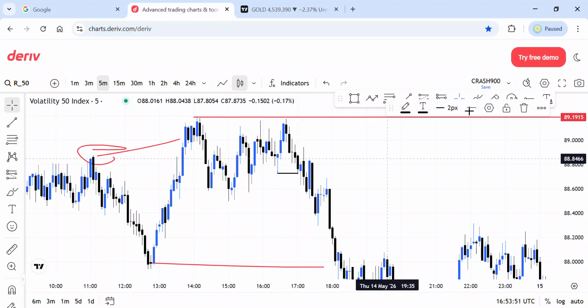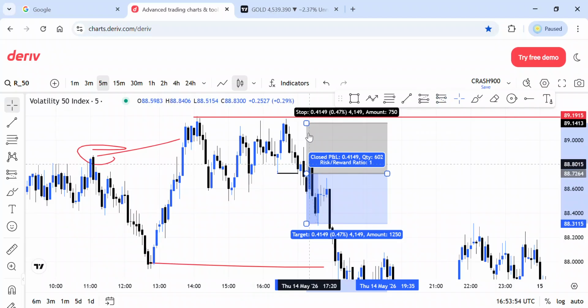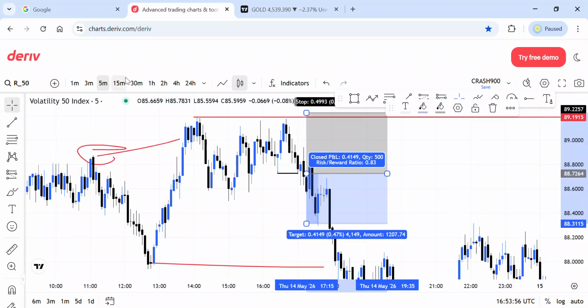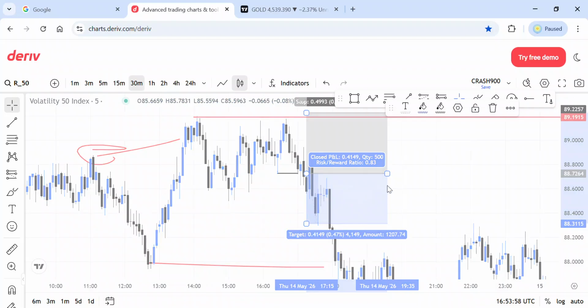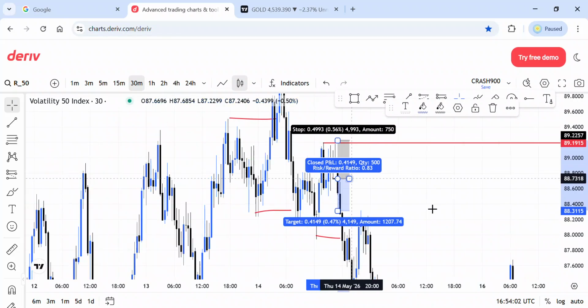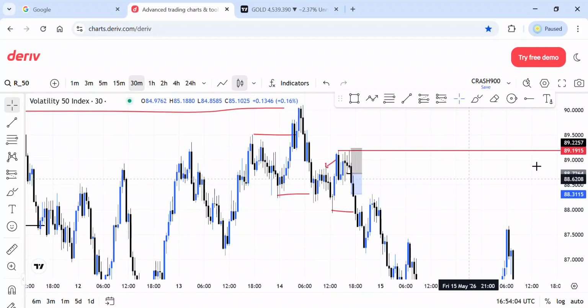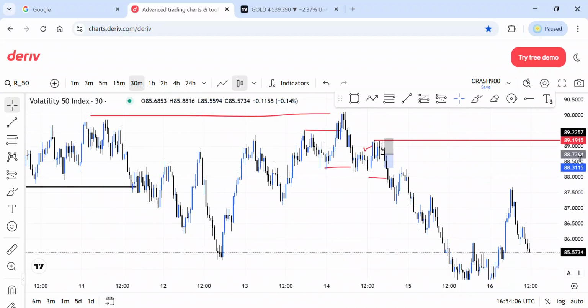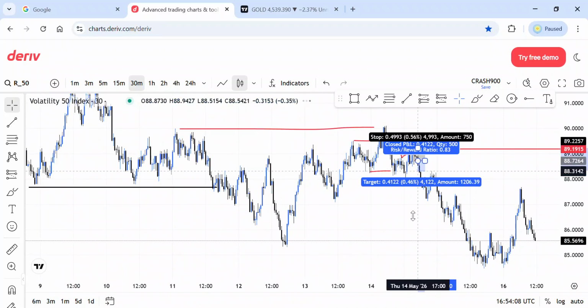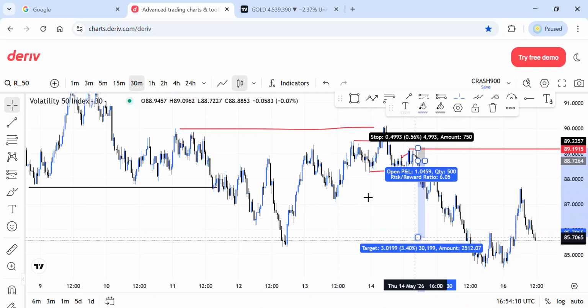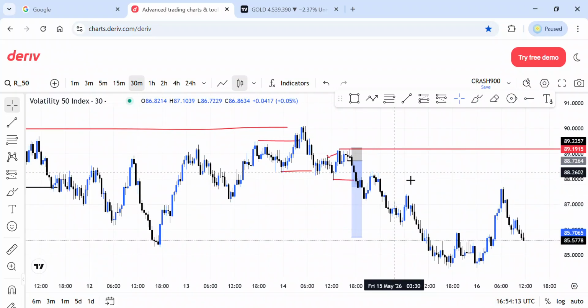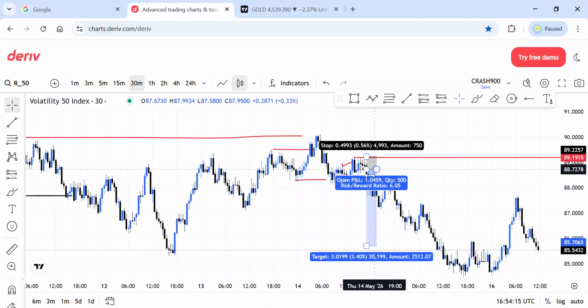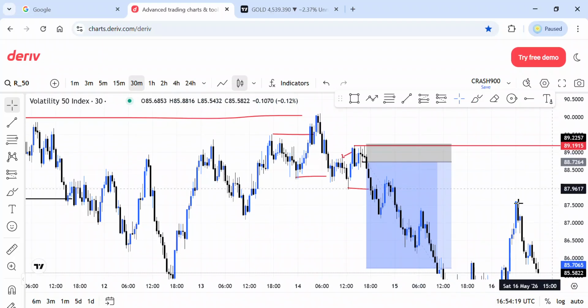Immediately I saw that choke, I just sold, put my stop loss above this high, and went to my higher time frame to target the external range liquidity, just as it should be. So I was targeting this low. That is crazy, right? That was how I took this trade. As you all can see, easy peasy, no stress.